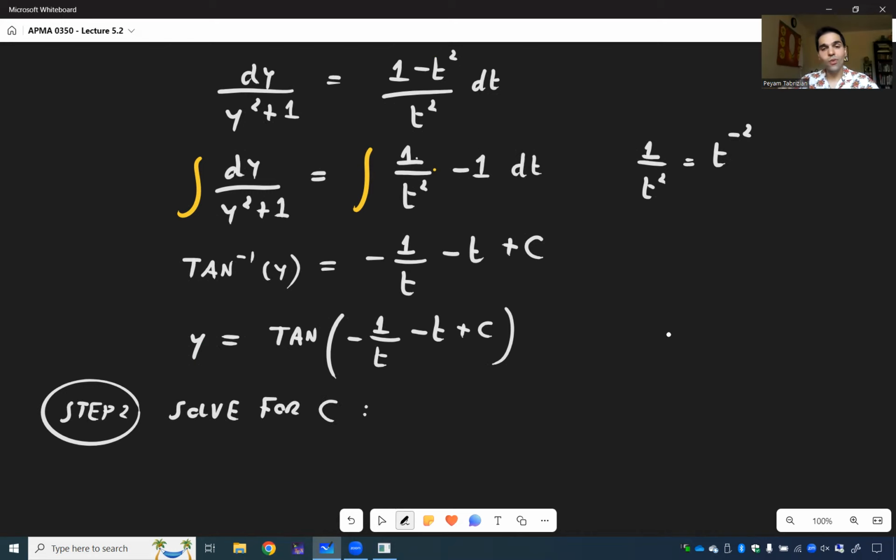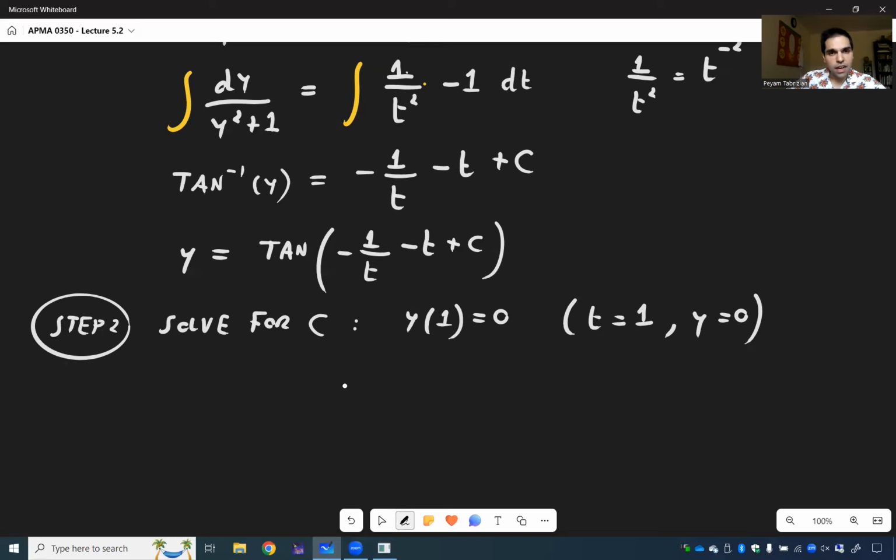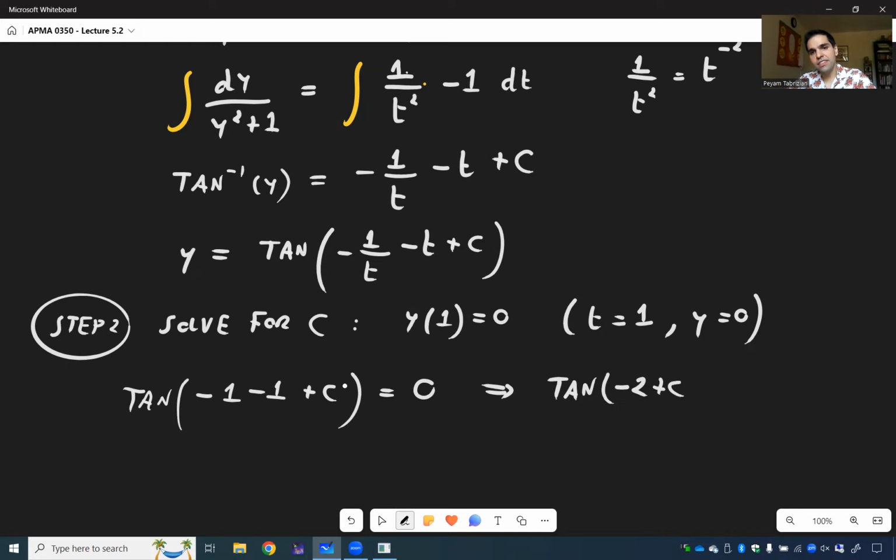what we want to do, well, we want to use the initial condition, which is y of 1 equals 0. So careful, not y of 0 equals something, but y of 1 equals 0. So t equals 1 and y equals 0. We can plug that in to get tangent of minus 1 over 1, so minus 1 plus c, equals y, which is 0. So tangent of minus 2 plus c equals 0.